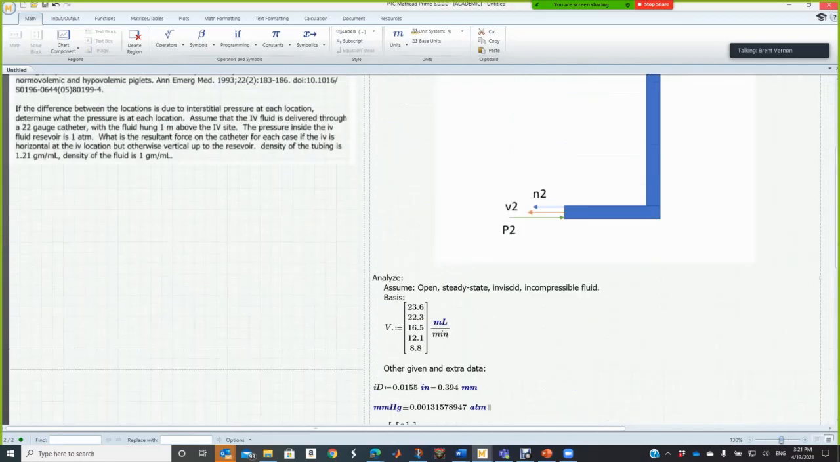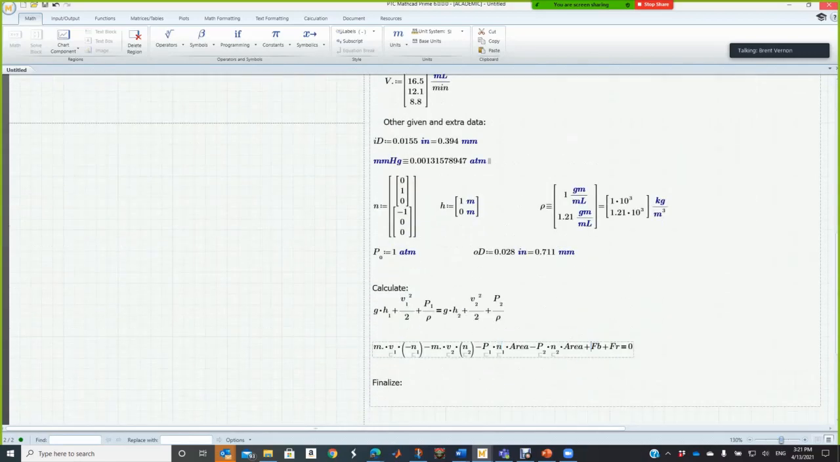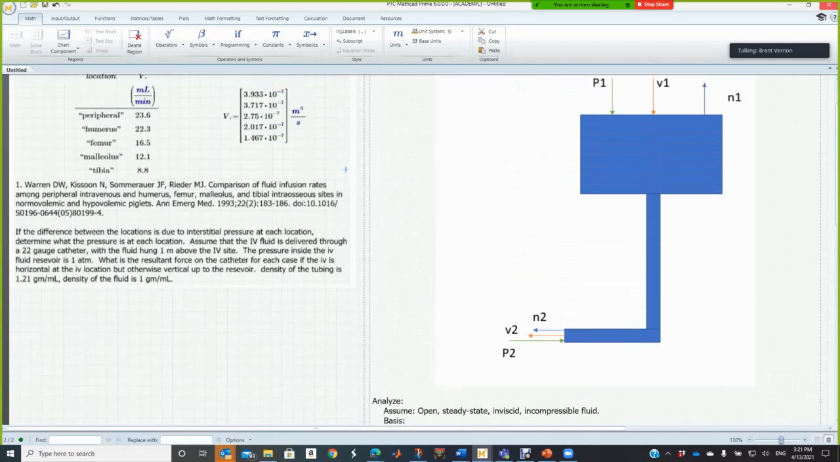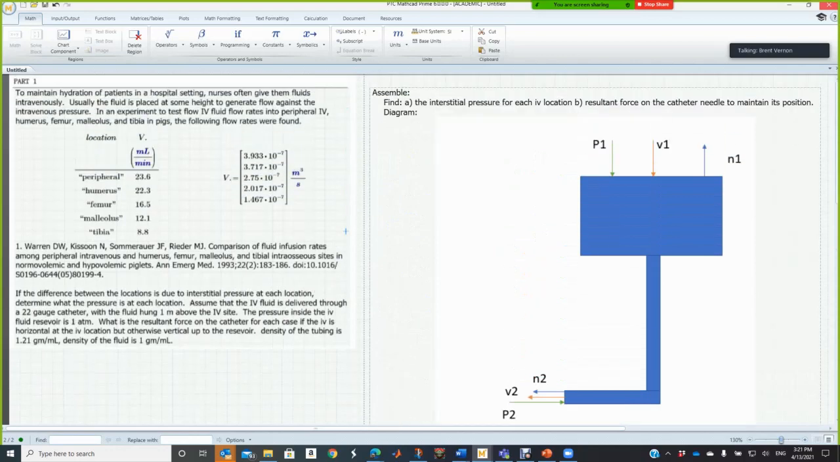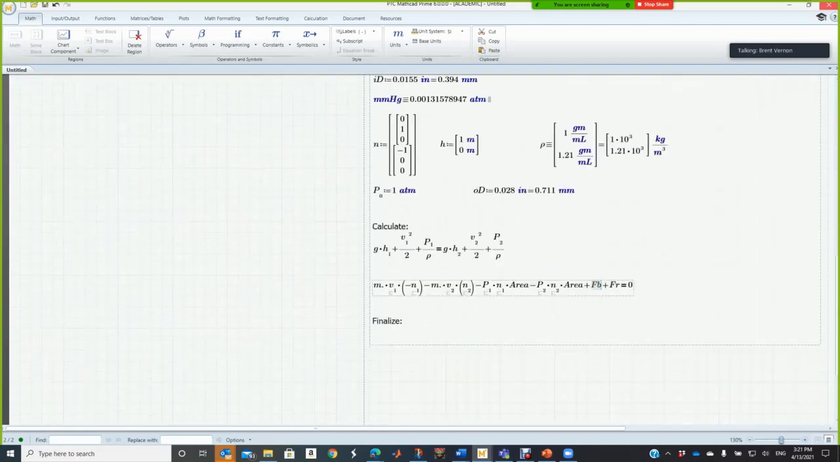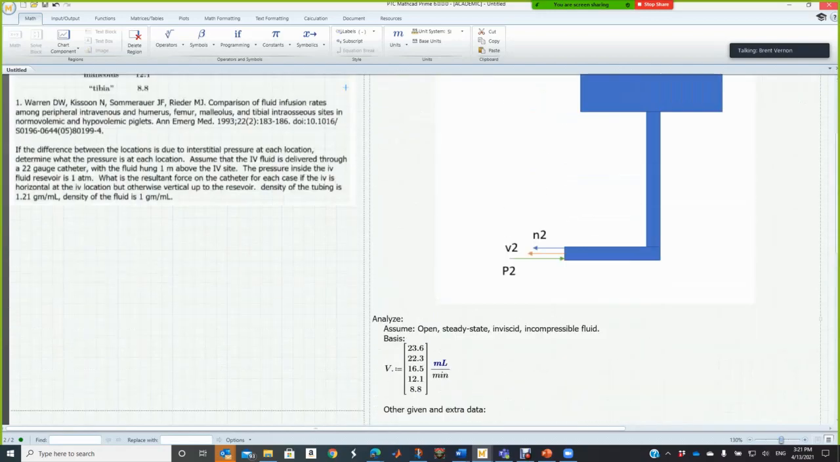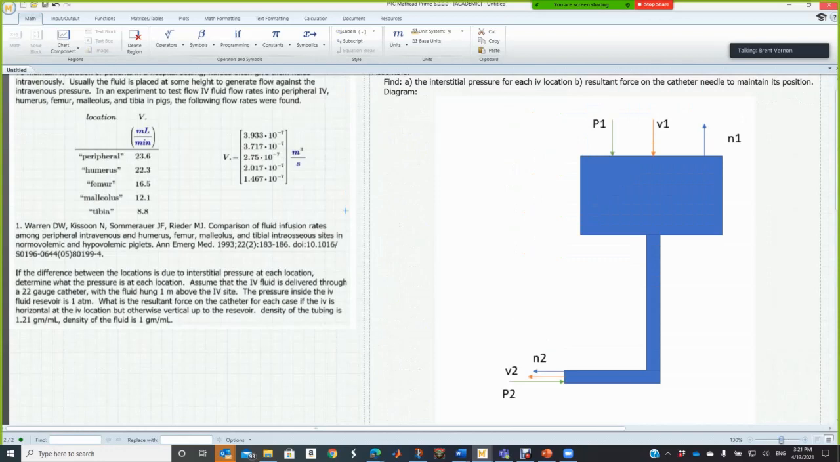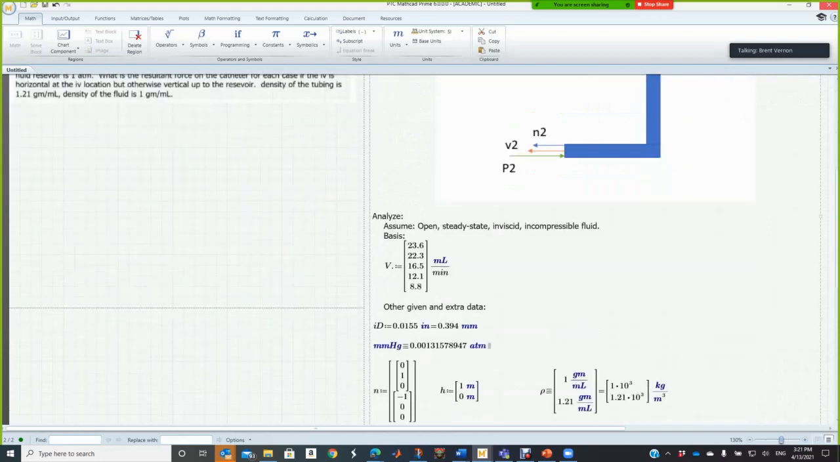And then the body force, we need to be able to calculate the body force. That's going to be due to the weight of the system acting at the center of mass. And then the resultant force is the force on this system that's keeping it in place.